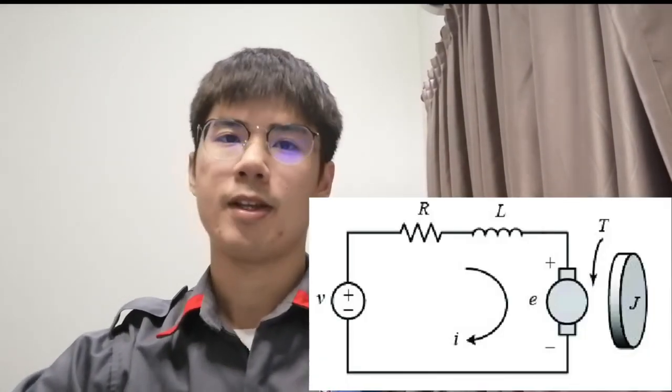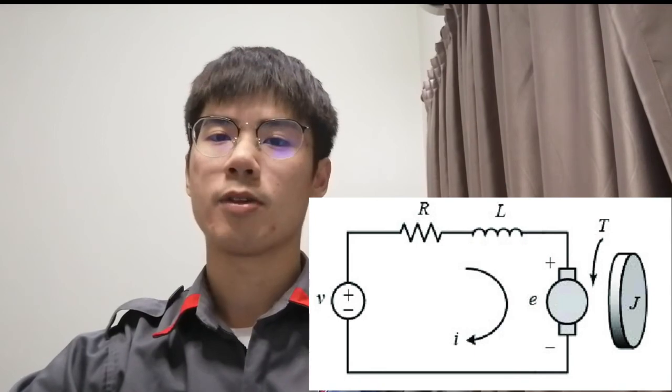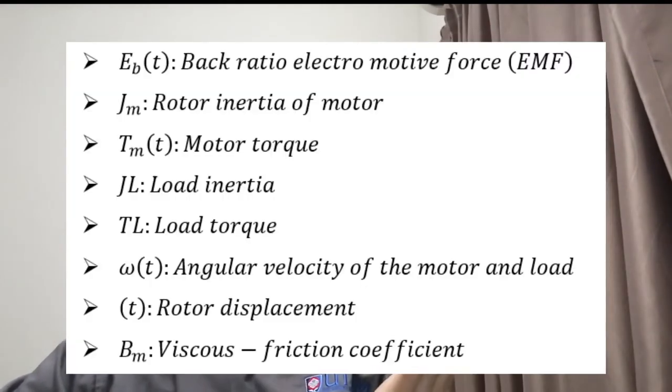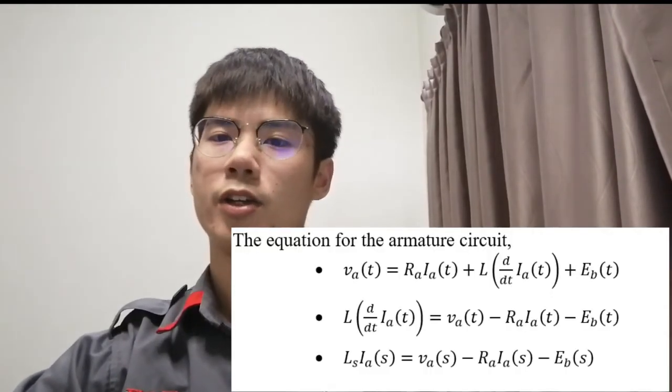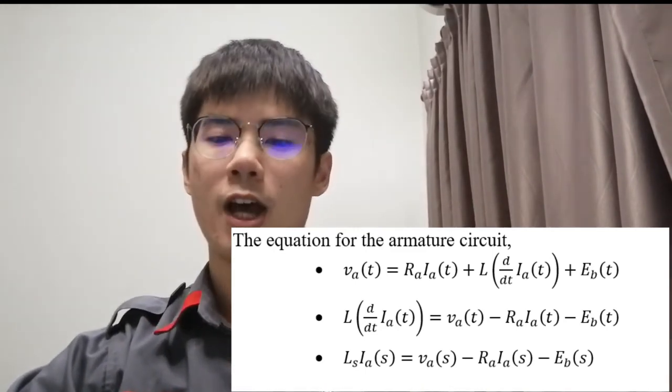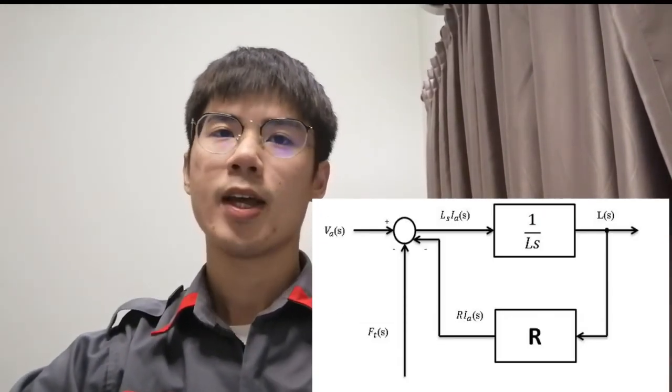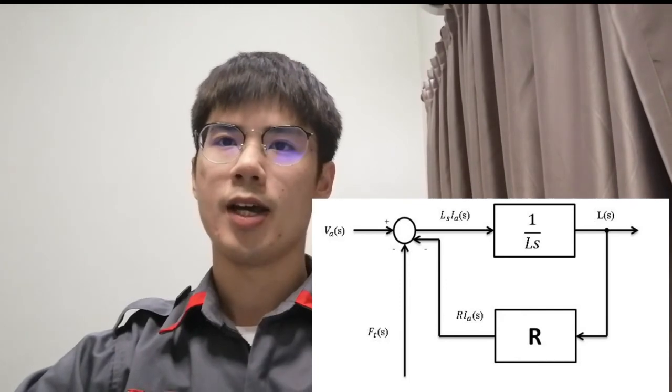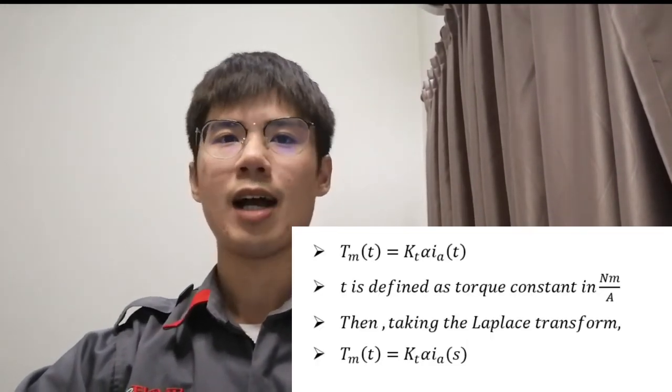Today, I am going to present chapter 2, Mathematical Modeling of the System. First, we need to know the armature circuit and some parameters which are important in the system are shown. And from the armature circuit, we can get some equations and we can derive them like this. And the block diagram for the armature circuit is shown. And with the assumption that the motor torque is proportional to the armature current.